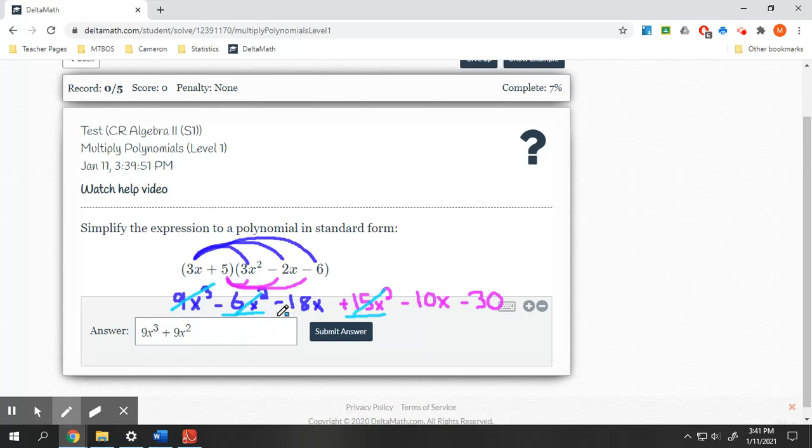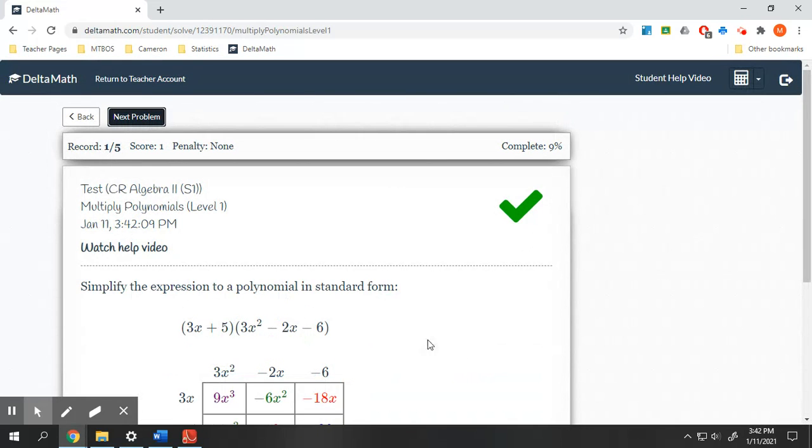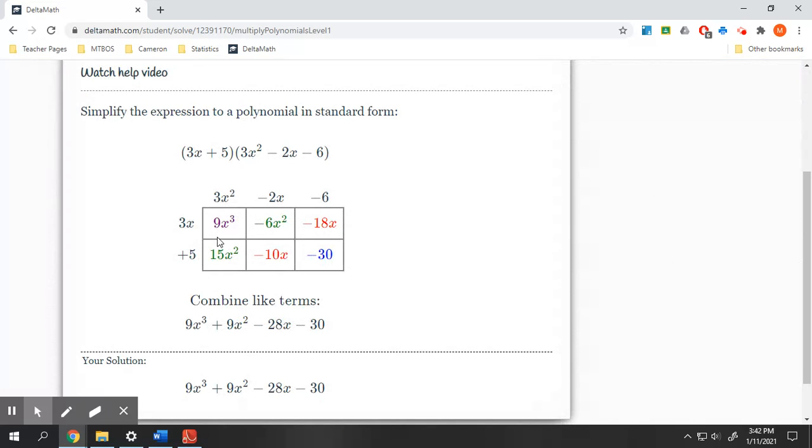Nice job. Now we're at negative 18x and negative 10x. Well, negative 18 and negative 10, that would give me a negative 28x. And we're good there. All right, and then finally, last term, constant, really doesn't have anything to combine with. This is going to be negative 30. And submit. All right, so for these, be careful. We've got a lot to distribute here. It looks like they showed how to do it in a table. That's cool too. You can do that. I like to write it all out, but this is how you multiply those polynomials.